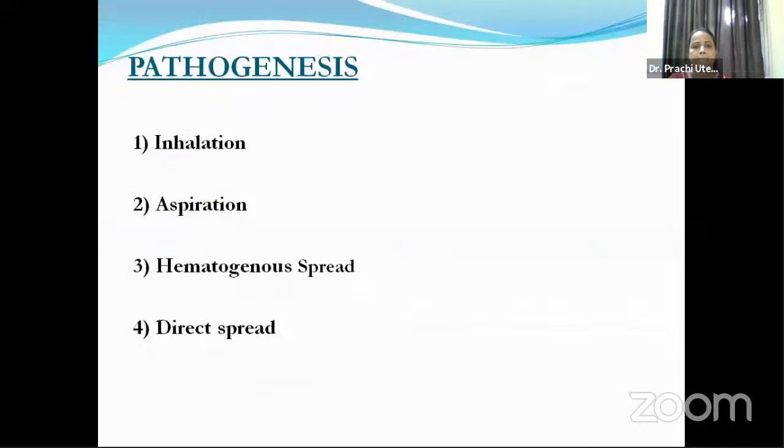Now the pathogenesis is based on how the pneumonia has been caused. There are different ways: inhalation, aspiration, hematogenous spread, or direct spread. Inhalation of the microbes which are present in the air, or aspiration from the nasopharynx or oropharynx, mostly in children, and during the time of birth also there are chances of aspiration pneumonia. Hematogenous spread is from distant foci of infection, and direct spread is from any injury to the lung, from which infection can get caused and pneumonia can occur.